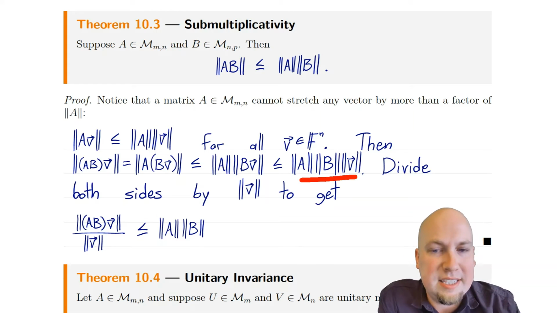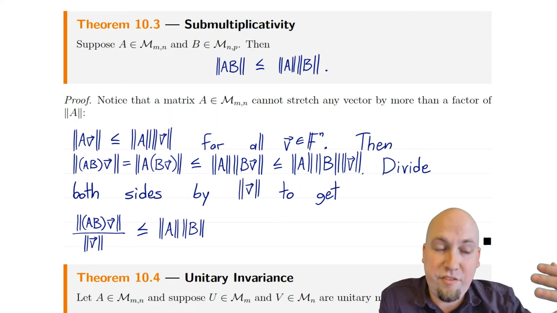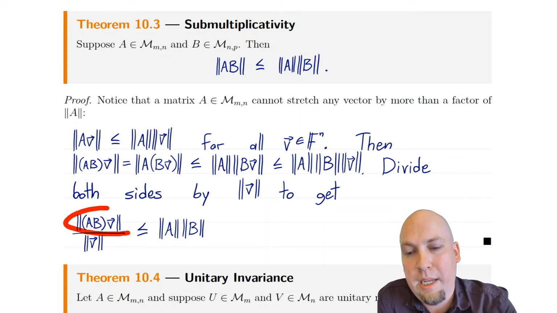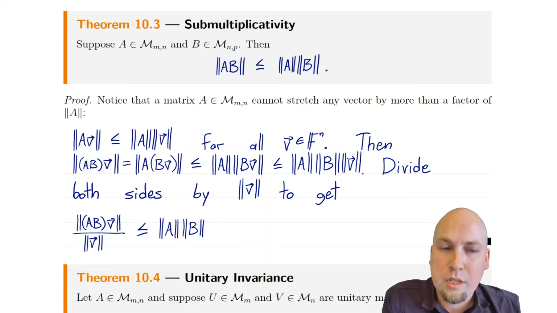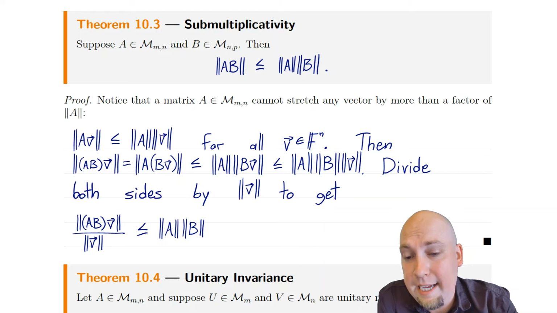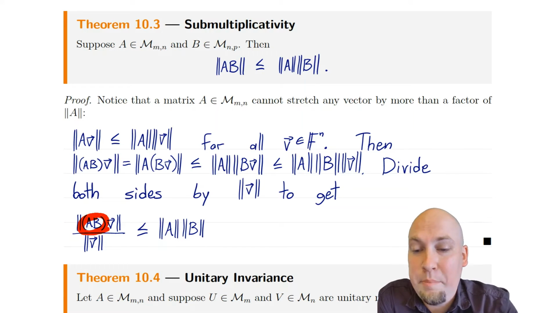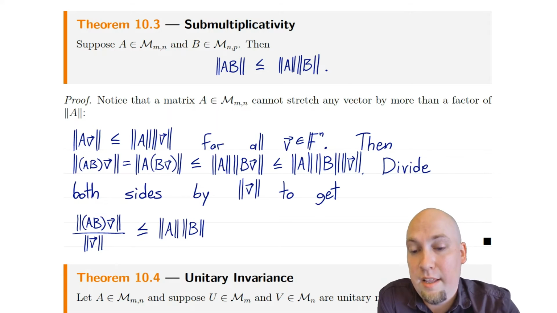If you take the inequality that the length of ABV is less than or equal to this chunk here and divide both sides by the length of V, then what you get is this inequality down here: the length of ABV divided by the length of V is less than or equal to the product of the individual operator norms. And that's so close to what we want, because now if you maximize this inequality over all vectors V on the left-hand side, you're just going to get the operator norm of AB. If I slap a maximization over V's on this left-hand side, then just by definition I get the operator norm of AB. And this right-hand side here, I can't just stick a maximization on the left.